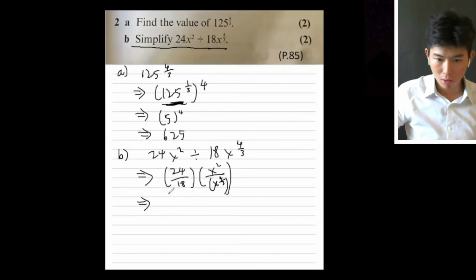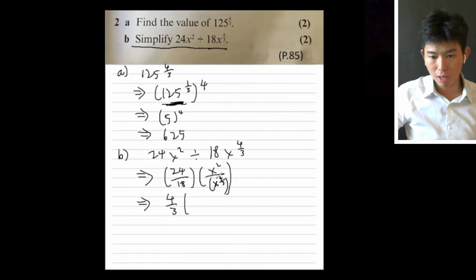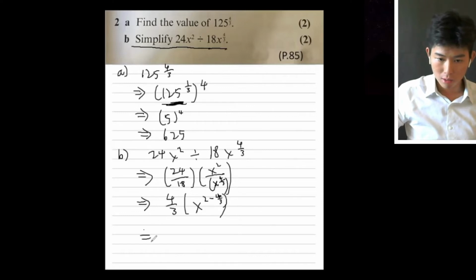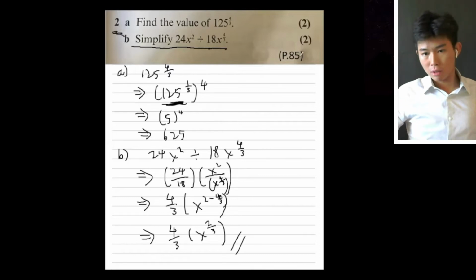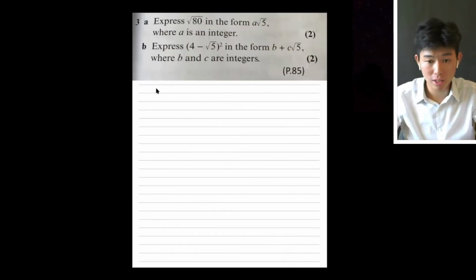Next would be 4 over 3 times, because 24 divided by 18 is 4 over 3, x squared divided by x power of 4 over 3 would be equal to x power of 2 minus 4 over 3. The final answer would be 4 over 3 times x power of 2 over 3. And that would be the answer for question 2. Okay, let's move on to the next question.